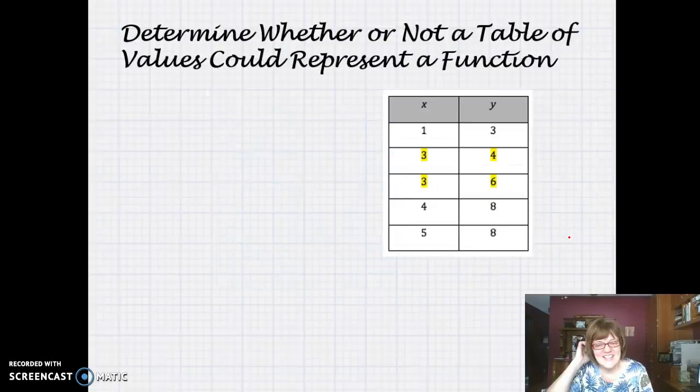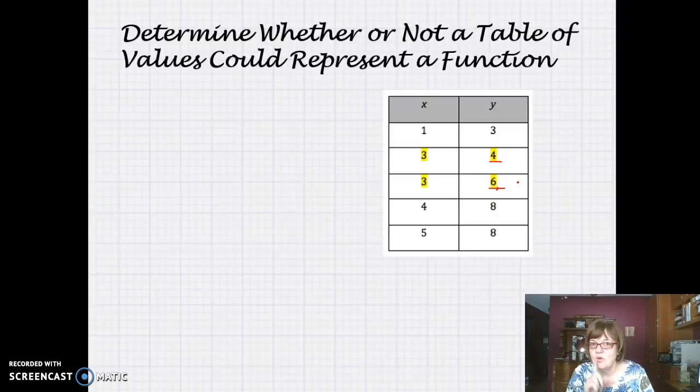All right, now take a look at this one. I'm not showing you the graph of it just yet. What I just said to you was, look at the x's. If they repeat and they give different output, then it's not a function, okay? So I've got x went in there, the value 3 twice, and I came out with a 4, and I came out with a 6. That makes it not a function.